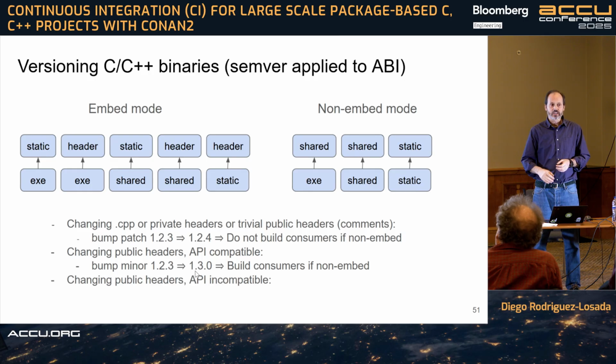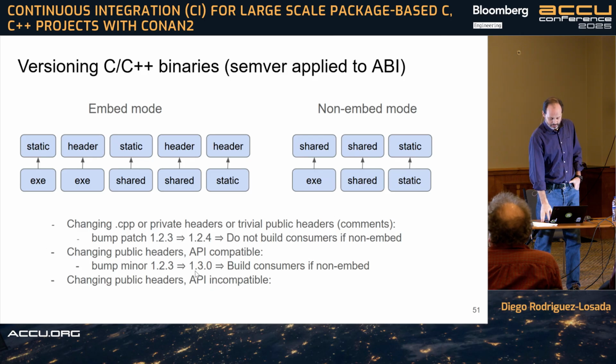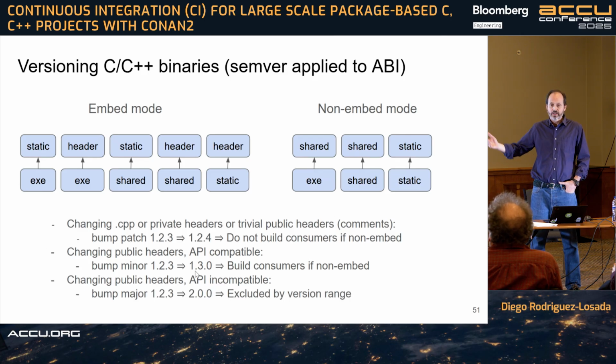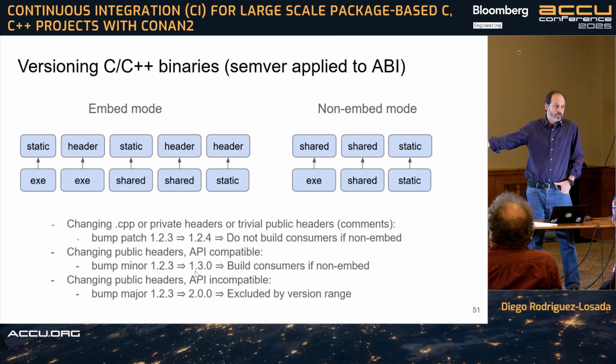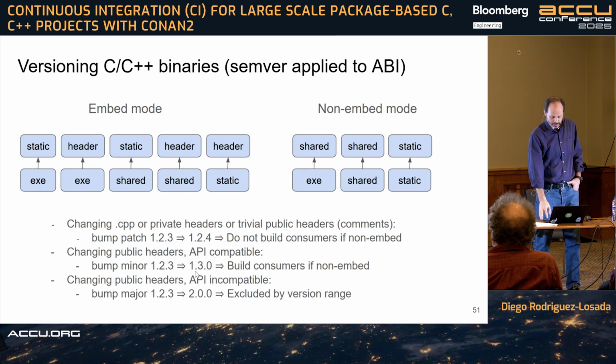And finally, if you are changing your public headers in an API breaking way, in an API incompatible way, basically you want to bump the major, which is automatically excluded by the version ranges. Version ranges will typically exclude the next major. That's the typical behavior.